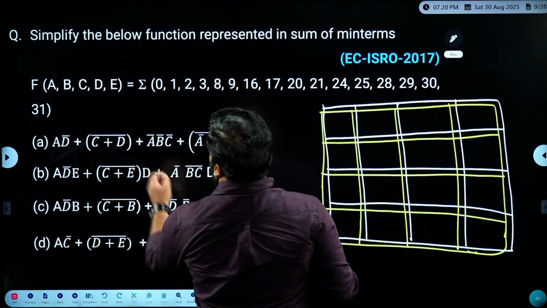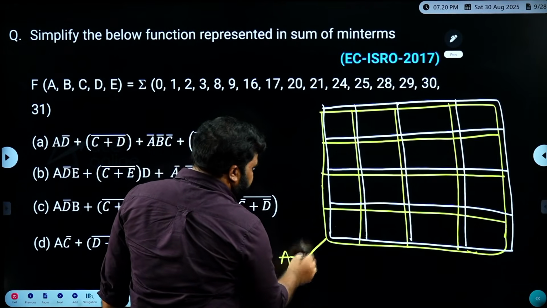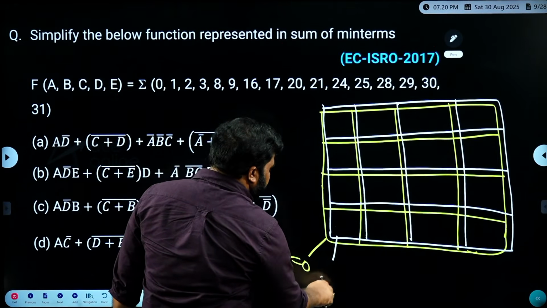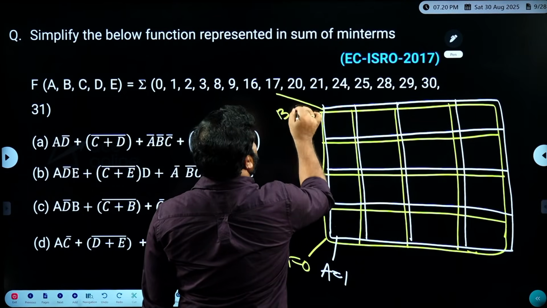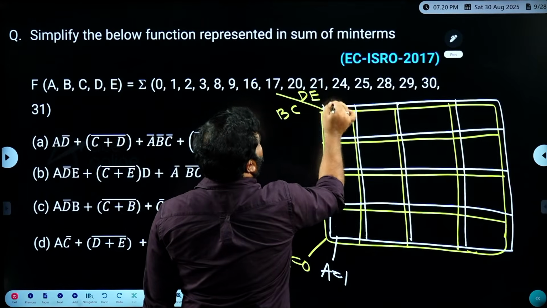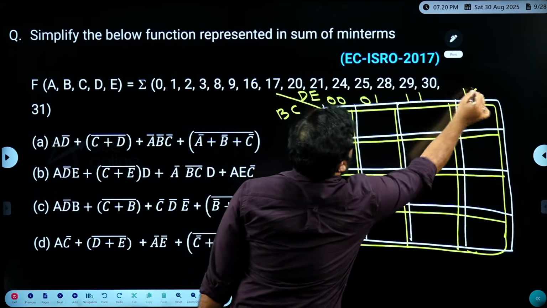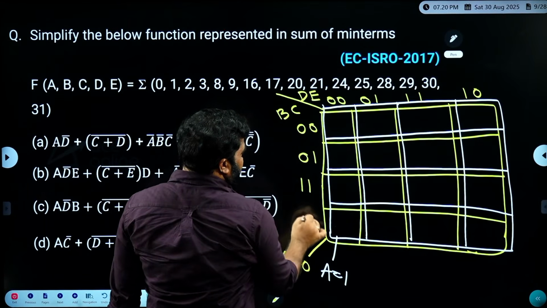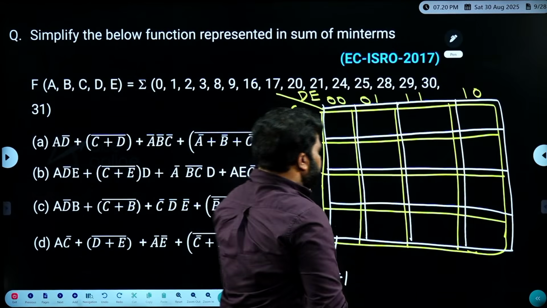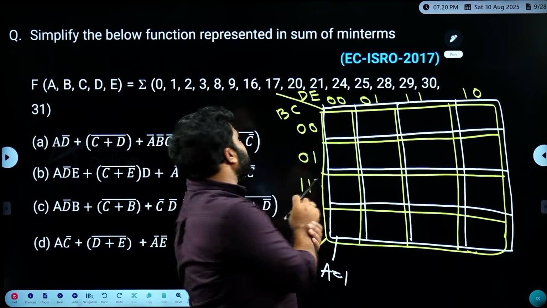If I say that A, B, C, D, E, let me say the green one is for A equal to 0, the white one is for A equals to 1, and the remaining variables we are using are B, C, D, E. So here it is 0, 0, 0, 1, 1, 1, 1, 0, and here also 0, 0, 0, 1, 1, 1, 1, 0. Now, this is a 5 variable K-map.